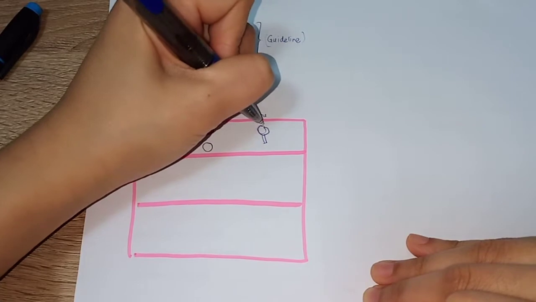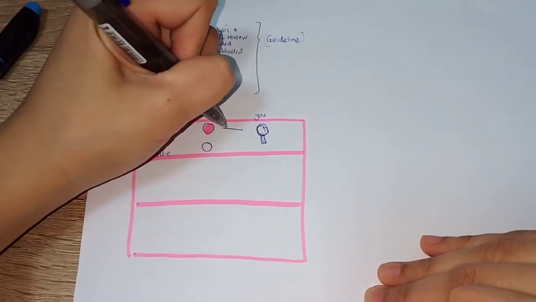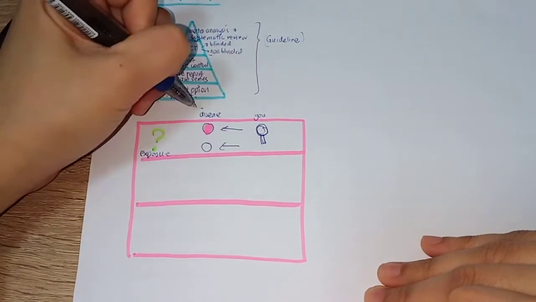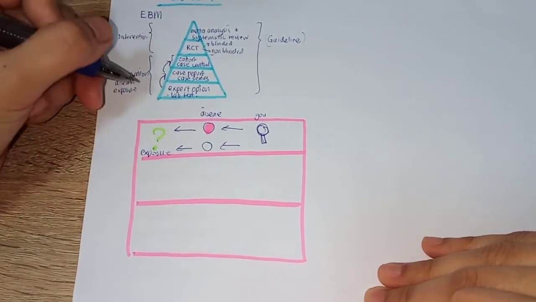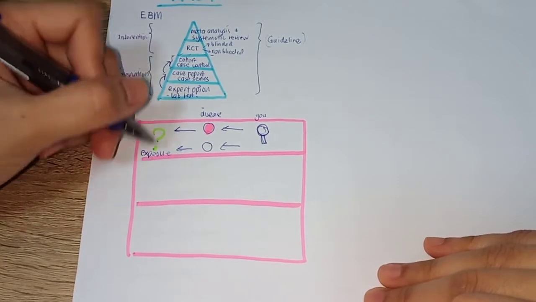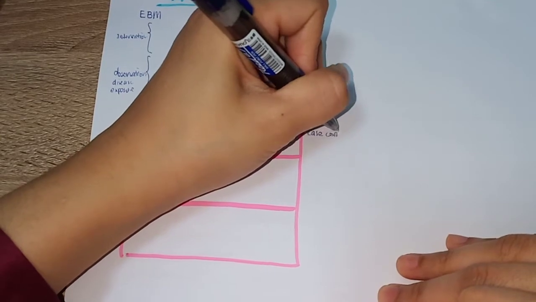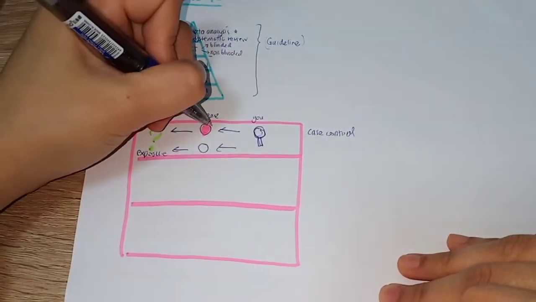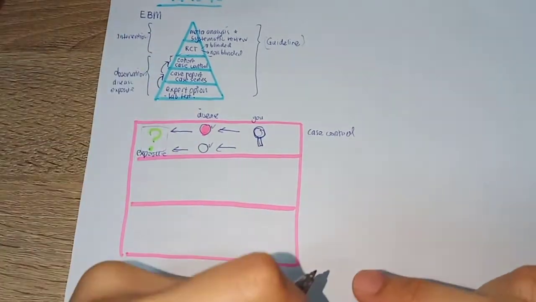And this is you, the researcher. So you want to see, in patients with cervical CA, how many of them were actually exposed to smoking and non-smoking. So from here, it's actually a case control, where you know the disease, you have the cases, you have the controls, and you just want to see the exposure.